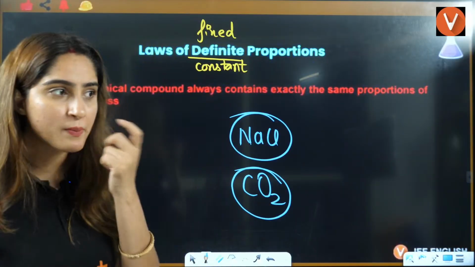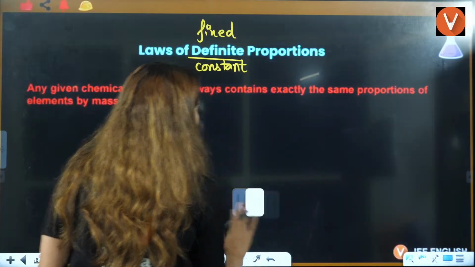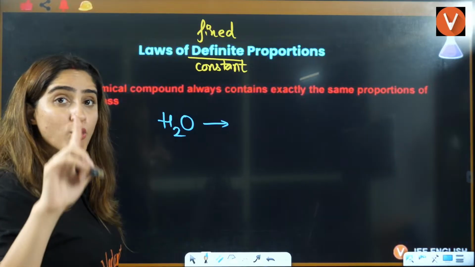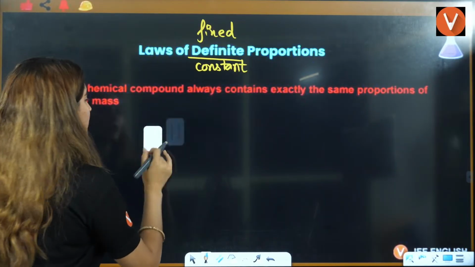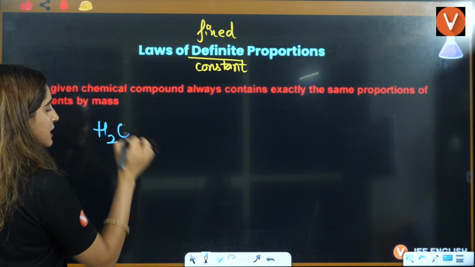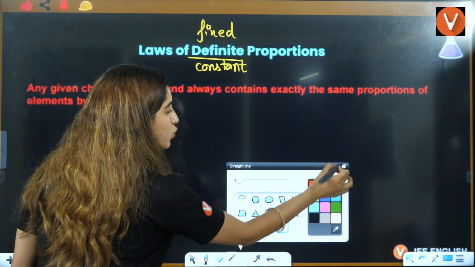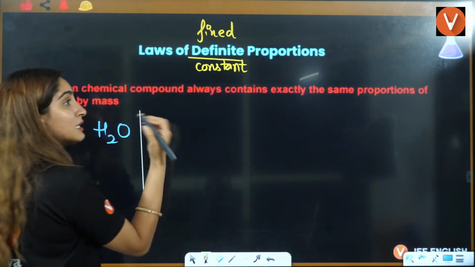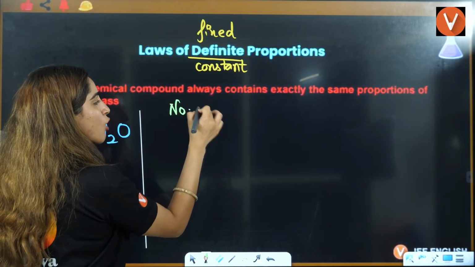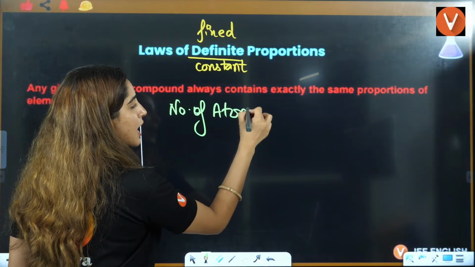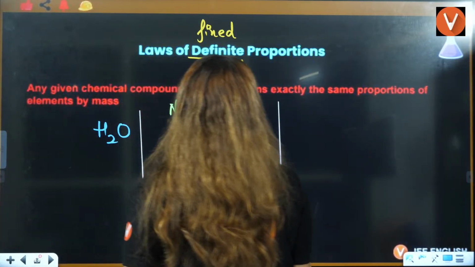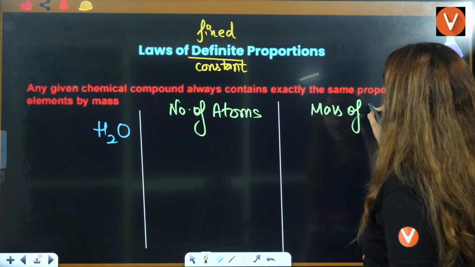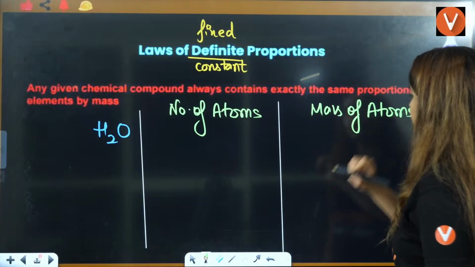Ma'am, what do you mean by proportion? Proportion means, let's say I am taking the example of water, that is H2O. Two types of proportions are fixed here, so I'll draw what they are. If I talk about water, the first is the number of atoms, and the second one is the mass, the ratio of mass of atoms.